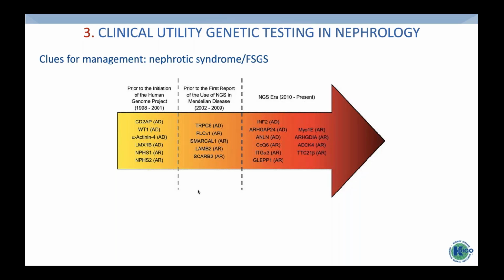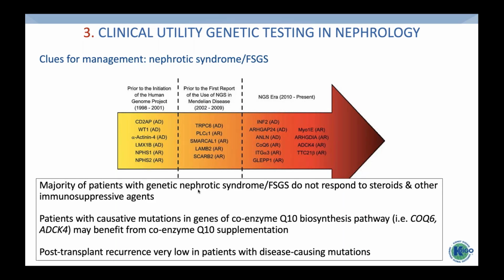the CoQ6 gene. What we have seen is that patients with causative mutations in genes in this coenzyme Q10 pathway may benefit from coenzyme Q10 supplementation. So that's an important thing to know. What is also very important is that we now know that patients who have mutations in any of these genes associated with the nephrotic syndrome actually do not respond to steroids or any other immunosuppressive agents. So that's important beforehand. If you know that, it is almost useless to use these agents in these patients.